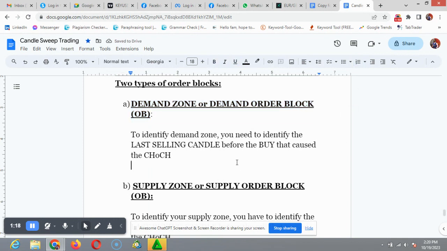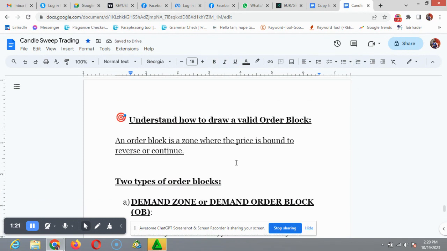Like I've said earlier, an order block is a zone, a particular level in which the price of the market is bound to reverse back or continue. Does that make any sense?